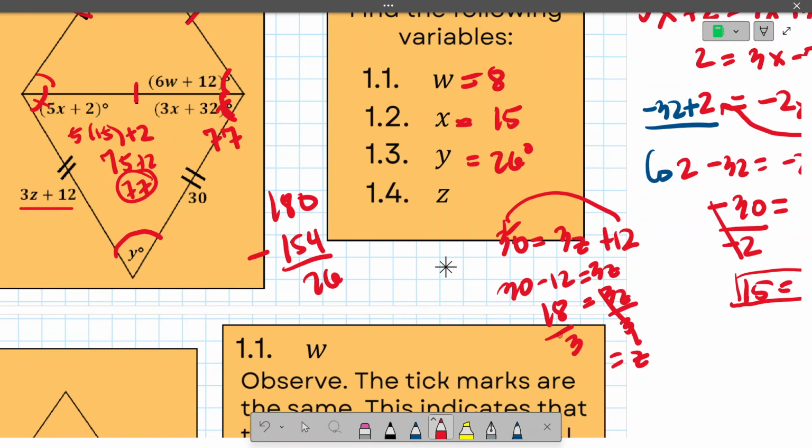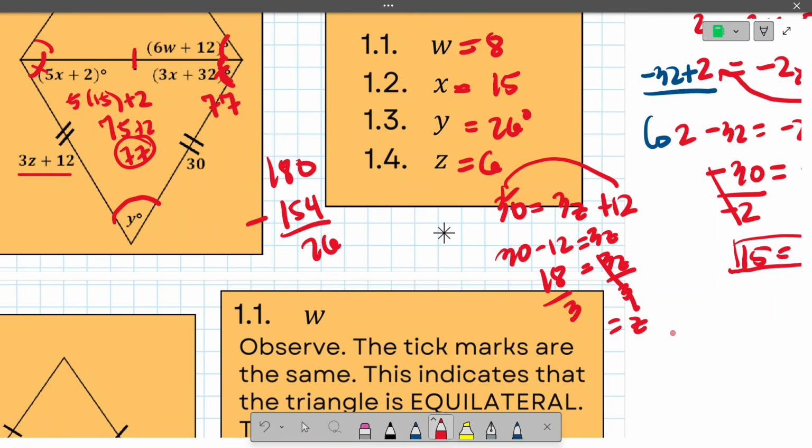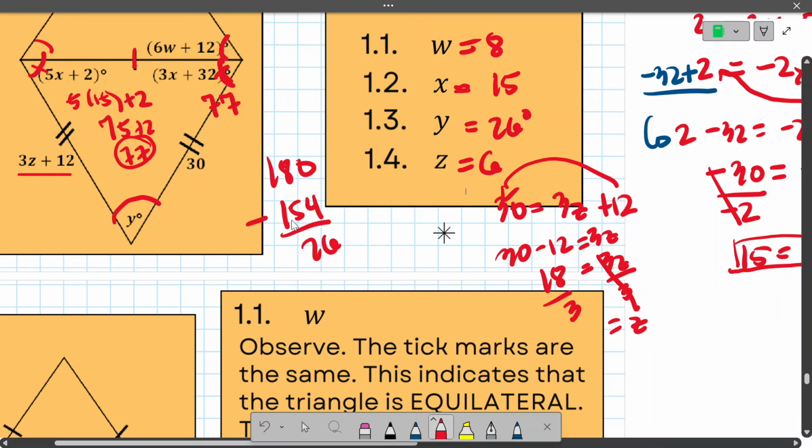Now, therefore, si Z ay 6. Let's say we want to recheck. Let's recheck kung tama ba si Z ay 6. Ang gagawin lang natin ay substitute Z to 6. That's it. And you are done with the two problems.